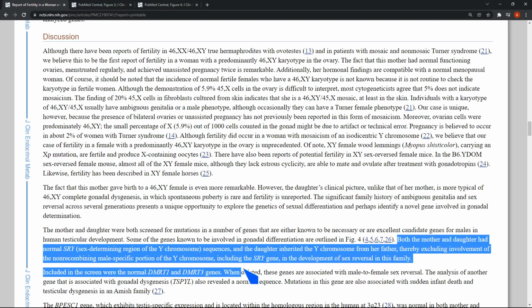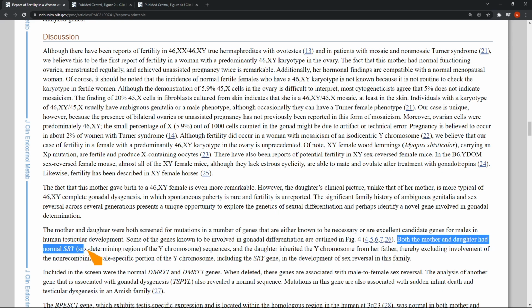Both the mother and daughter had the normal SRY, sex determining region of the Y chromosome. I've gone through this paper. It's older, it's from the 90s, and it identifies this SRY gene as being probably the big factor in determining embryonic sex differentiation.